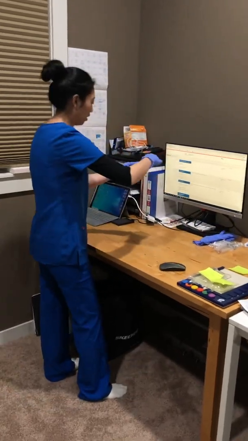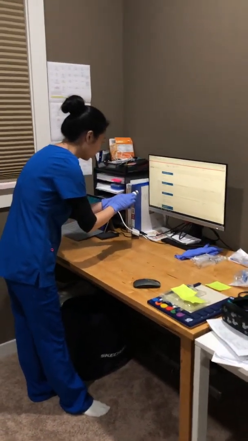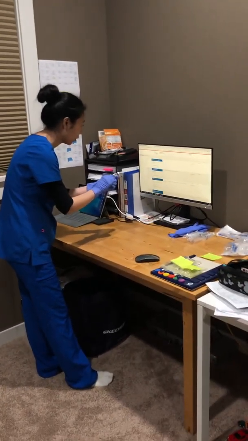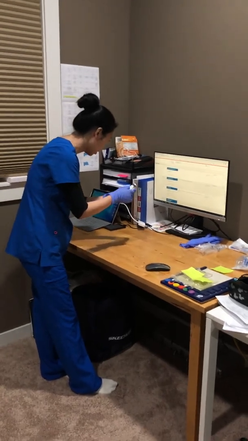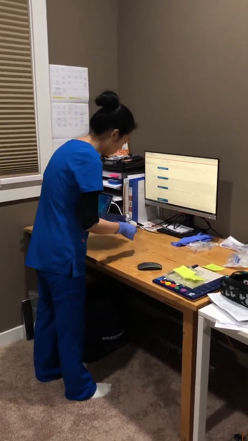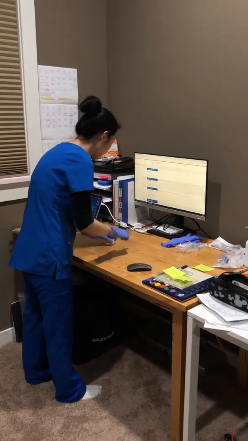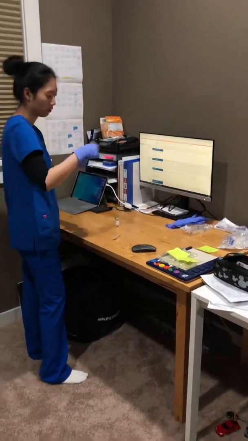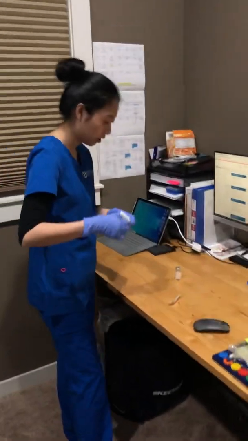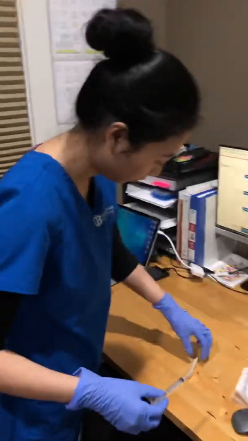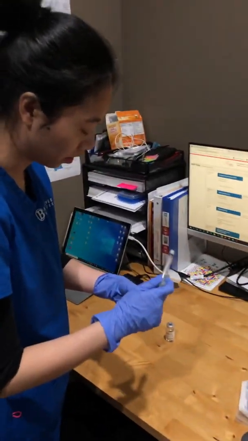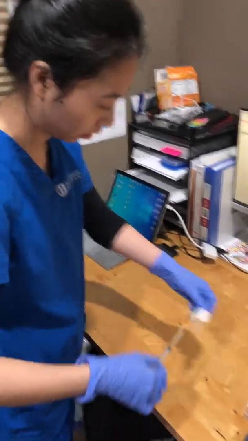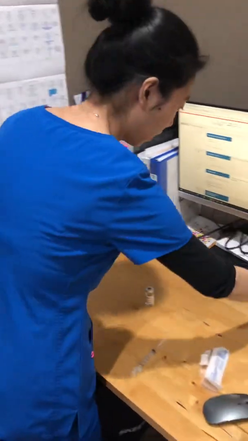So this is ondansetron, 2 milligrams per ml. The doctor ordered 4 milligrams, which means 2 milliliters. So this is for IV push, right medication. And then I have the 3 milliliter syringe and a needle. So I put it here.